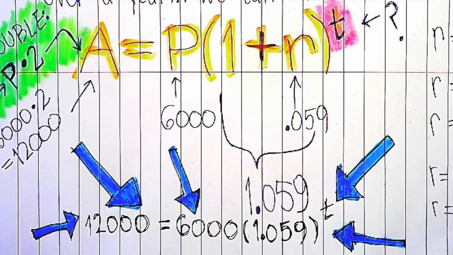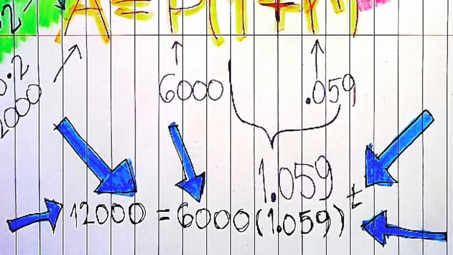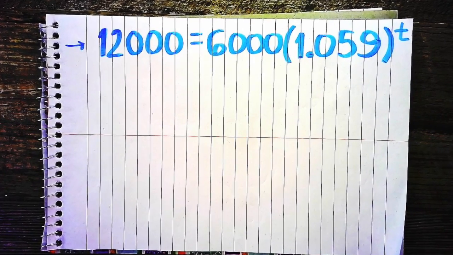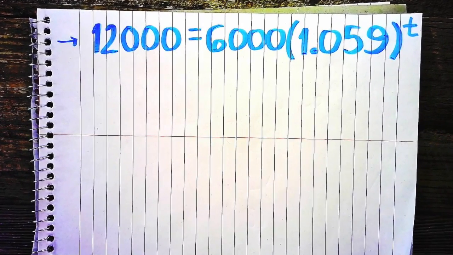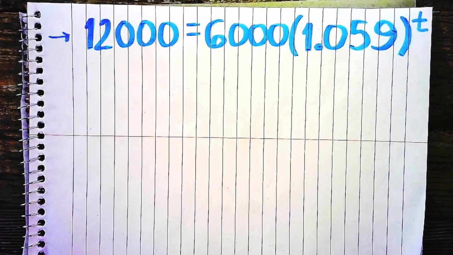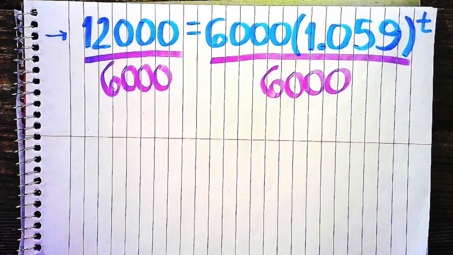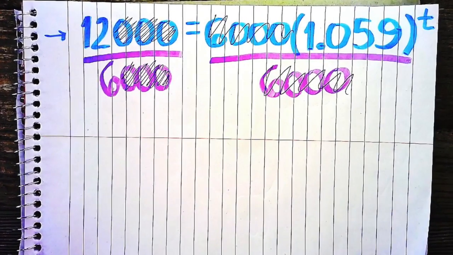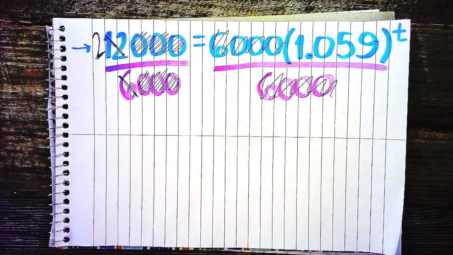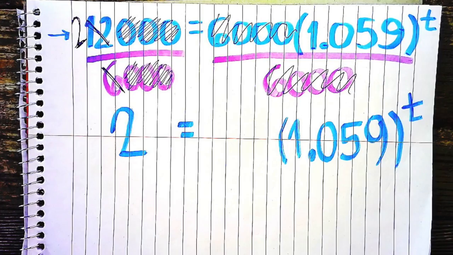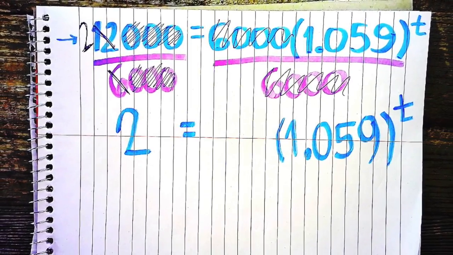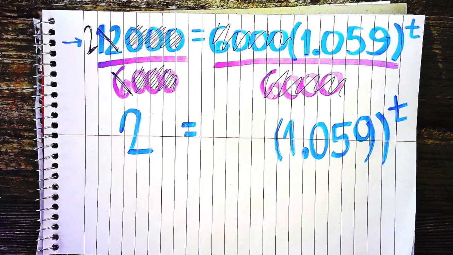If I start fresh on the next page with this example, we're solving for T in the exponent. Before we can use any sort of log, we need to isolate the base to a power. That means we need to divide both sides by 6,000 to begin. After we divide both sides by 6,000, we will have 2 equals 1.059 to the T power. Now there's 2 ways we can proceed from here.